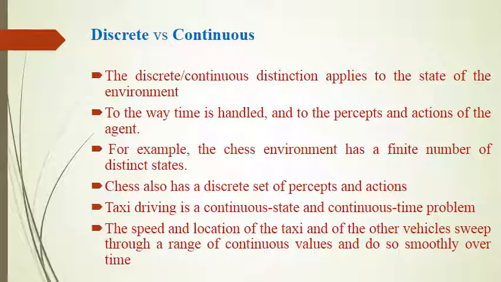Discrete and continuous. The discrete or continuous distinction applies to the state of the environment, to the way time is handled, and to the percepts and actions of the agent. The chess example for a given environment has a finite number of distinct states. Chess also has a discrete set of percepts and actions, while taxi driving is a continuous state and continuous time problem. The speed and location of the taxi and of the other vehicles sweep through a range of continuous values and do so smoothly over time.